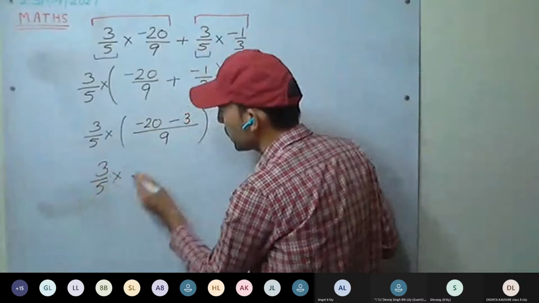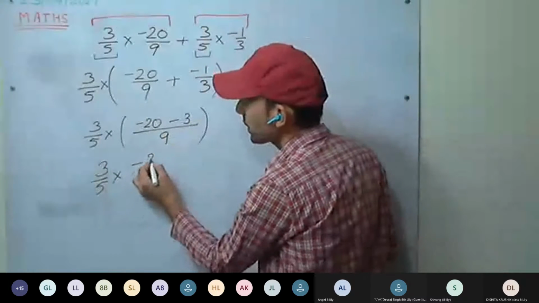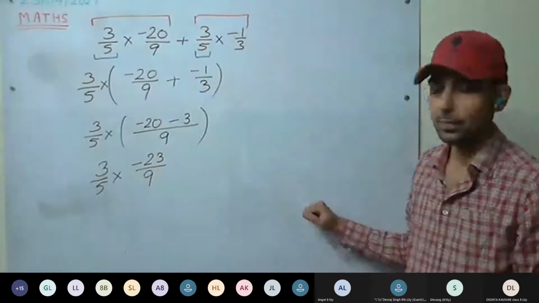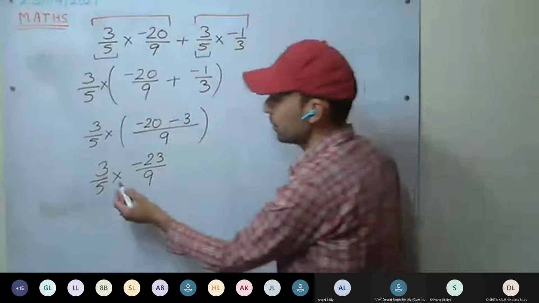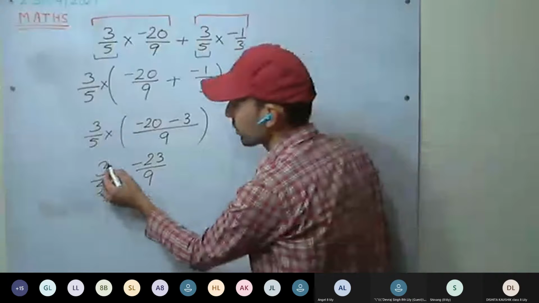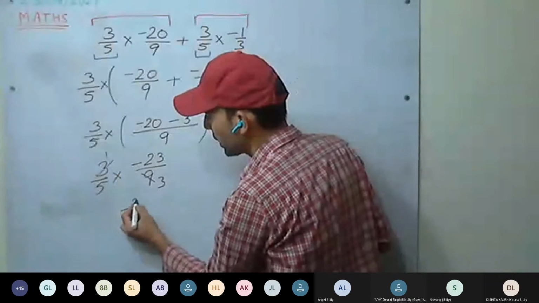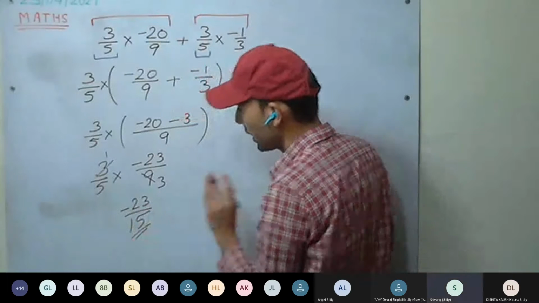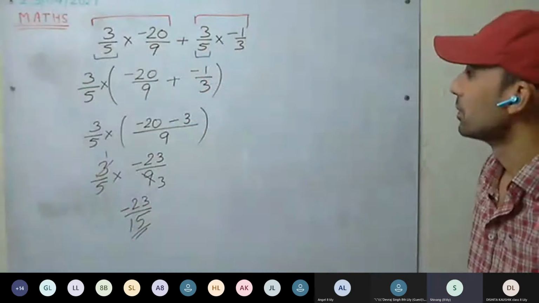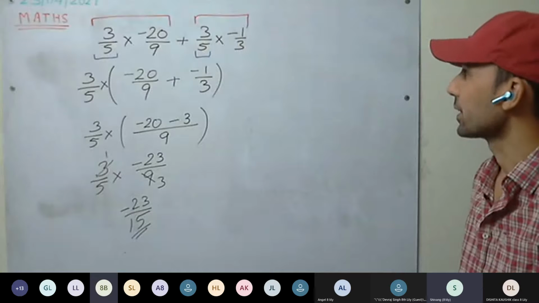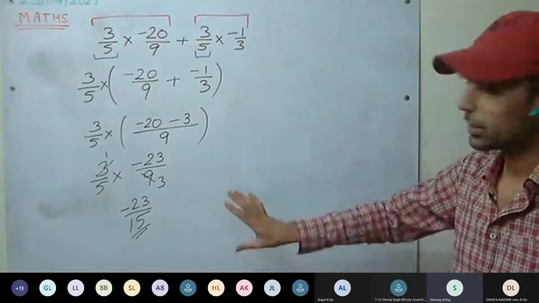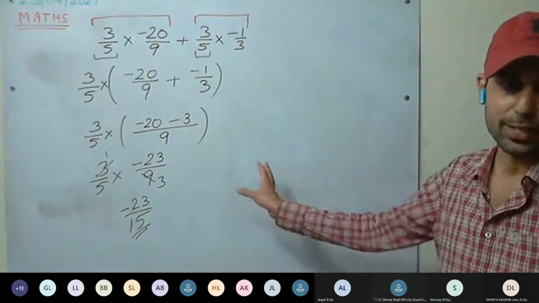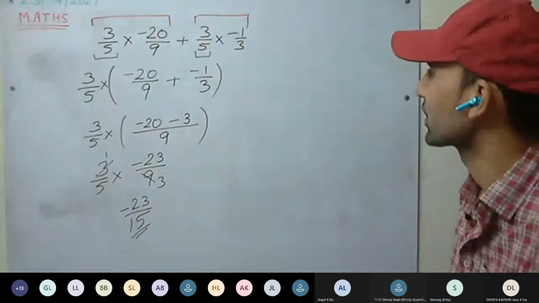3 upon 5 into minus 23 divided by 9. Any common factor? We can cancel them. 3 1 ja 3 9. So it is minus 23 upon 15. Is it correct? Yes, sir. Sometimes I make mistakes. Many mistakes I make. So pay attention in class. You must pay attention in class and figure out the mistakes.